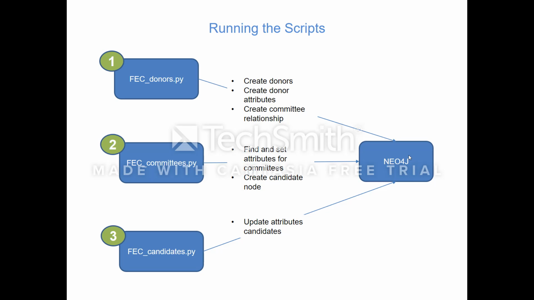And then similarly, that one creates a candidate shell, the candidate node, with just the candidate ID and a relationship to it. And then FEC candidates.py comes and fills out the candidate data so we know them by name and party, which is, of course, much more interesting.